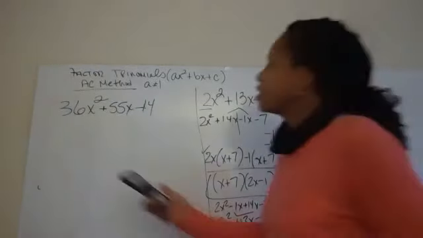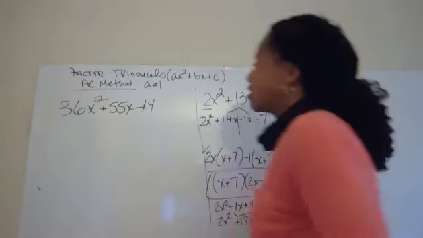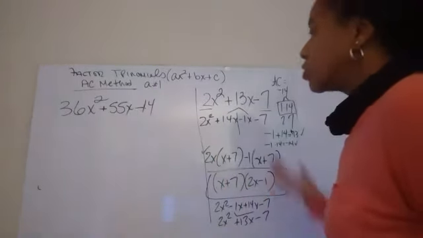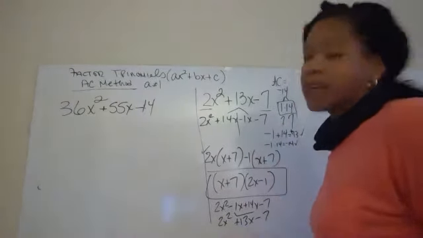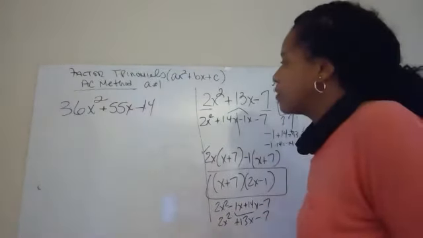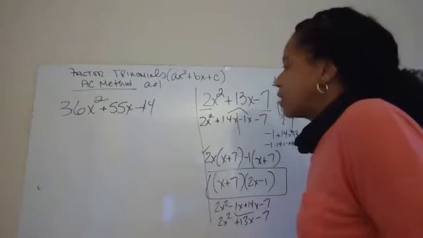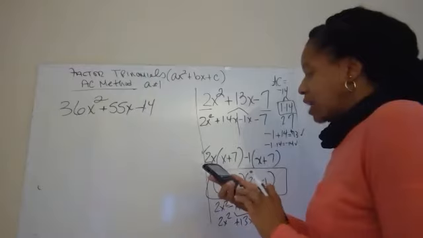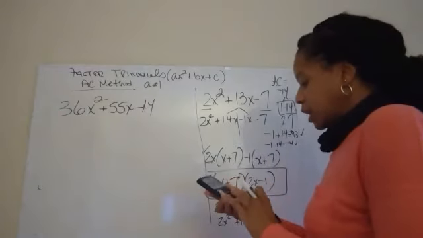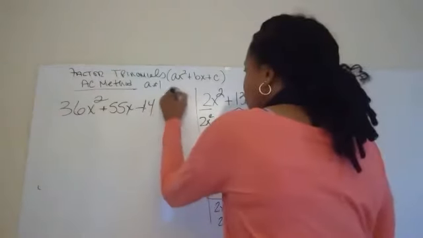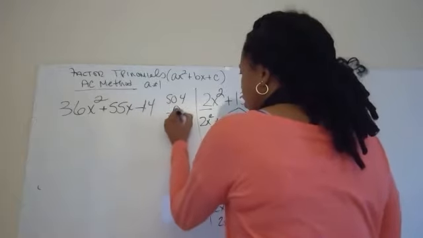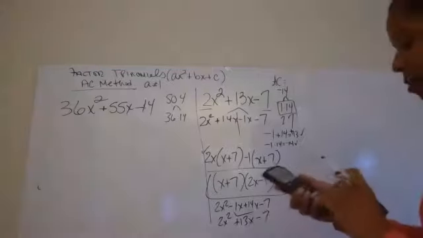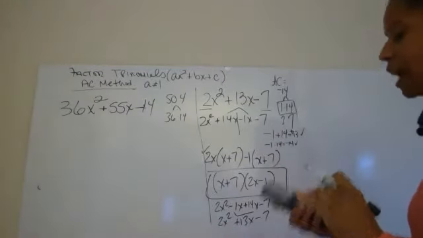All right, so 36x squared plus 55x minus 14. When I look through this, there's no greatest common factor here, because the 55 only has 5 and 11, and that doesn't go into them. So now we have to do an AC of 36 times 14. So 504. Now we have to take our time and start finding what can divide into 504.